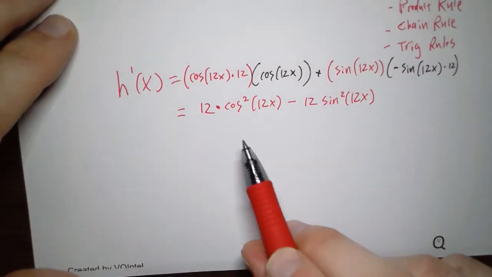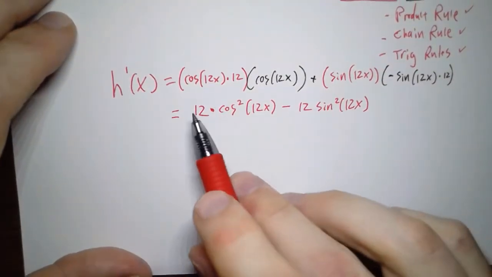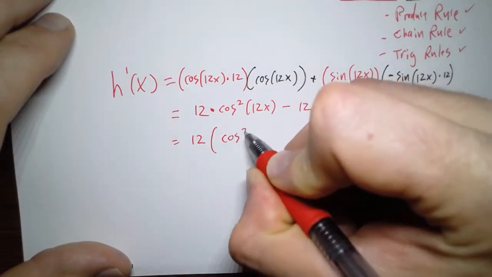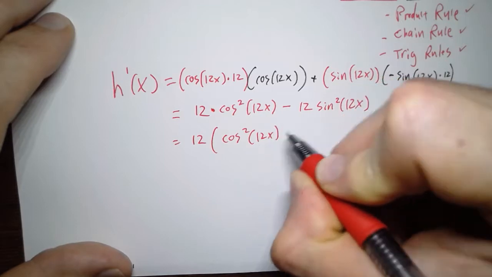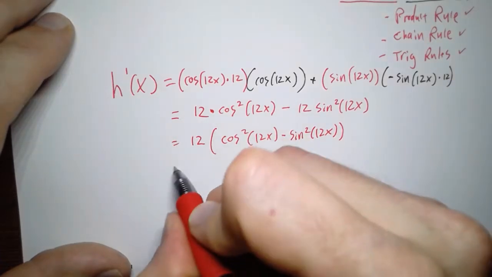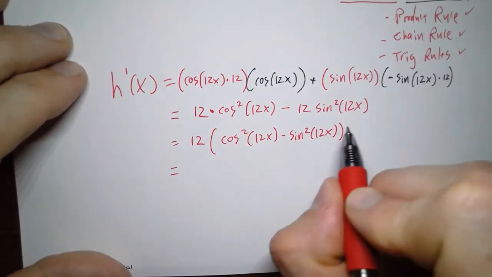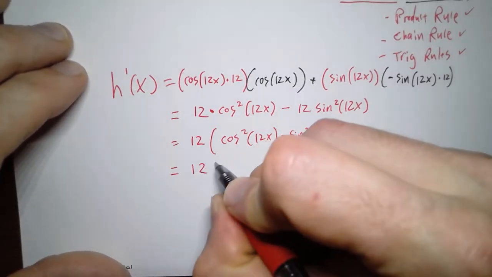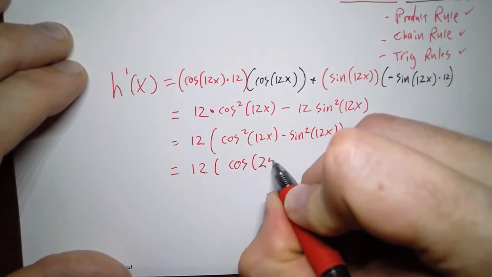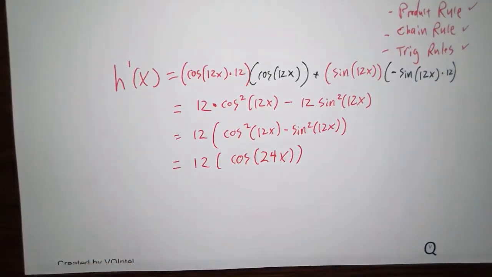All right. Now, one other trig rule that we can use comes from pre-calculus, and that is if we factor out a 12, we're left with 12 times a quantity cosine squared of 12x minus sine squared of 12x. One of the trig identities was a double angle trig identity, and that says when you have cosine squared minus sine squared, what this is equal to is cosine of 2 times whatever the angle is, which is 24x. And so here's how you can simplify this.